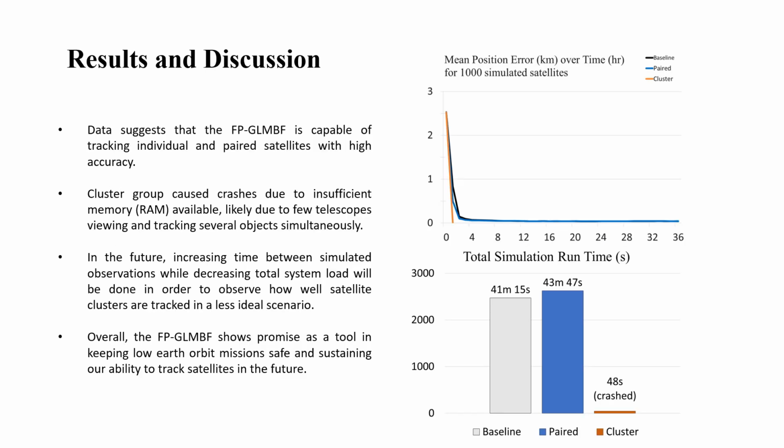After testing each group, our data suggests the filter is able to track individual and pairs of satellites with high efficiency, reaching almost a 0-kilometer error within 8 simulated hours, and with pairs of satellites only taking slightly longer to process than the baseline. However, the filter was unable to track the cluster population with the system resources available. The next steps are to decrease computer load during simulation enough to complete tracking of the cluster group.